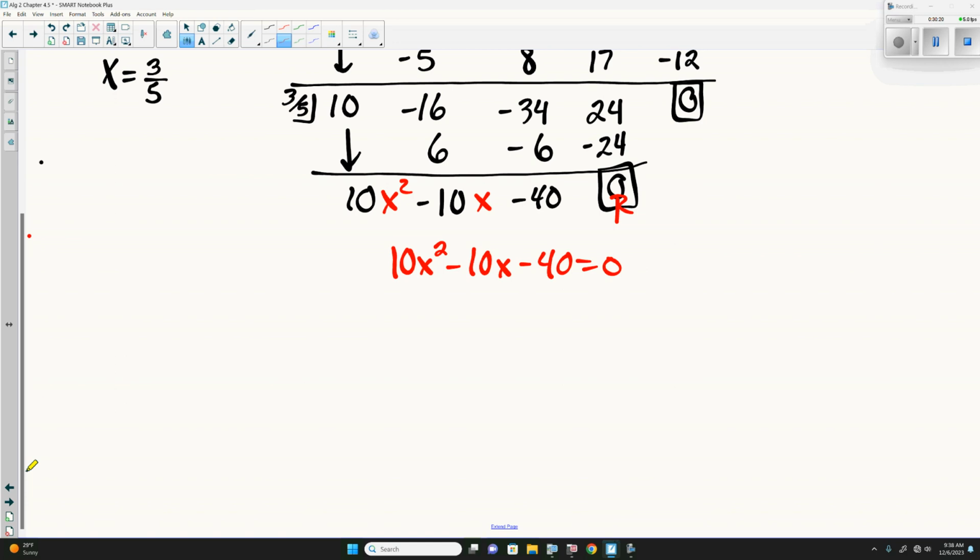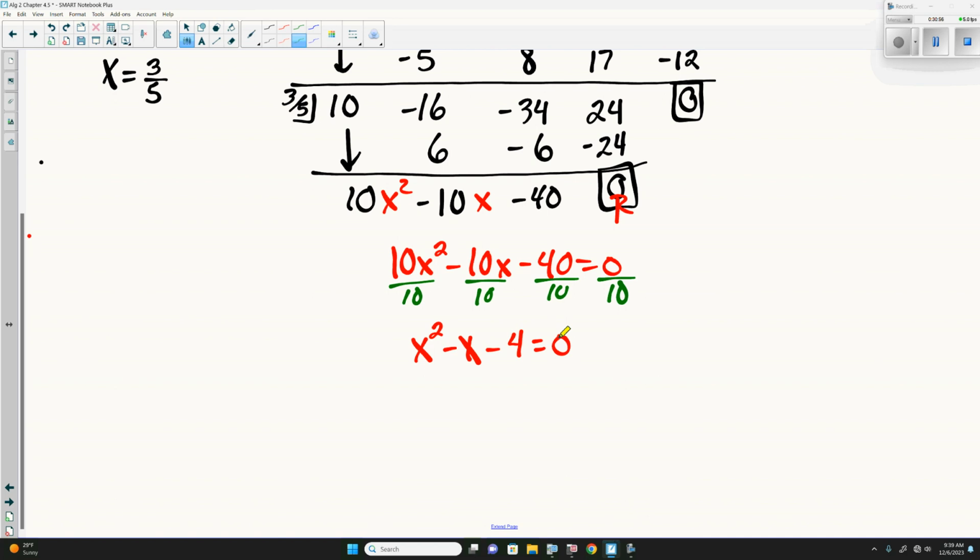Now at this point here, I will say, if you get to a point and notice that there is a common factor, especially a number, mainly a number of 10 in this one here, divide it out, get rid of it. Because if I divide everything by 10, it will make these numbers easier to work with, because 10x squared divided by 10 is x squared. 10x divided by 10 is x. And 40 divided by 10 is 4.